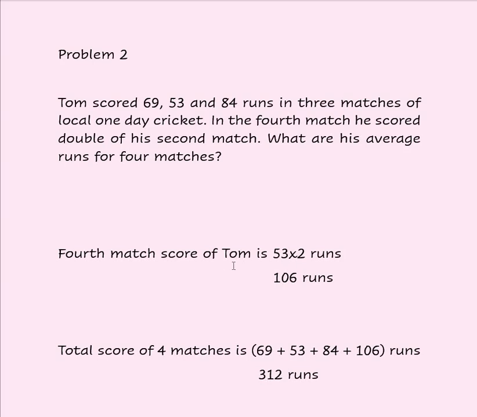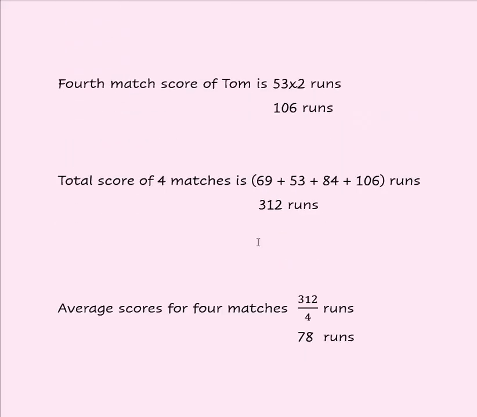4th match score of Tom is double of the second match, which is 53. So 53 times 2 gives us 106 runs, which is the score for the 4th match. So the total score of 4 matches is 69 plus 53 plus 84 and the 4th score, which is 106. So it gives us a total of 312 runs.